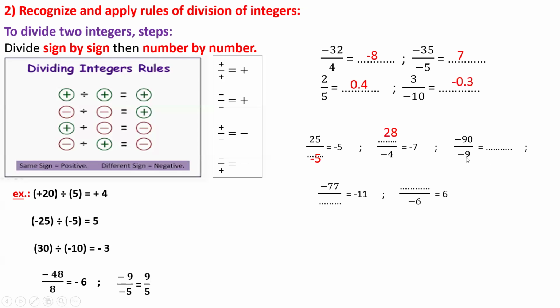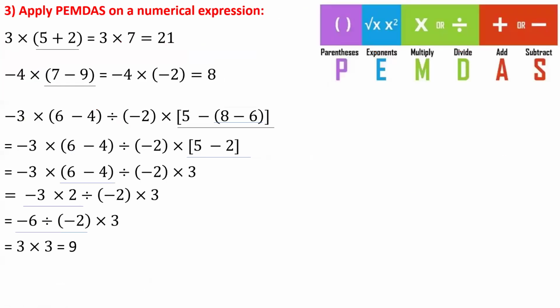Negative 90 over negative 9. Negative over negative is positive. 90 over 9 is 10. Negative 77 over what equals negative 11? Of course, over 7. Now, what over negative 6 equals 6? Negative 36 over negative 6 is equal to 6.